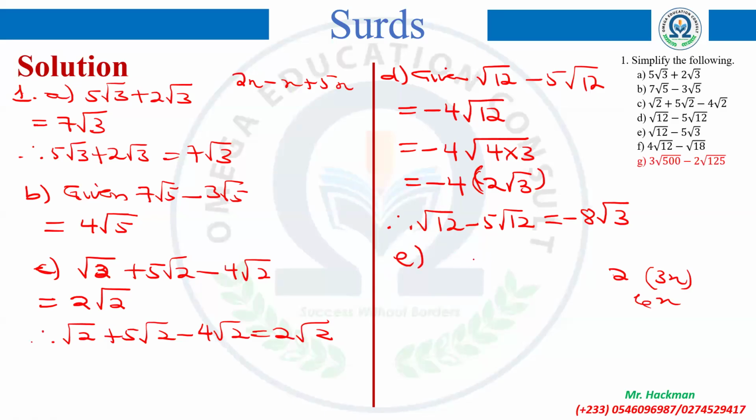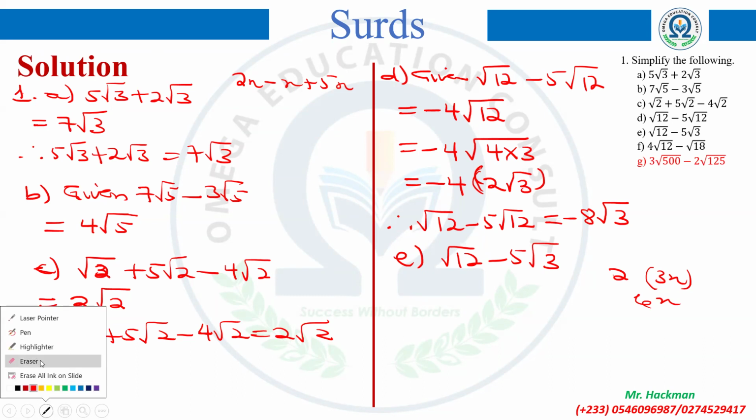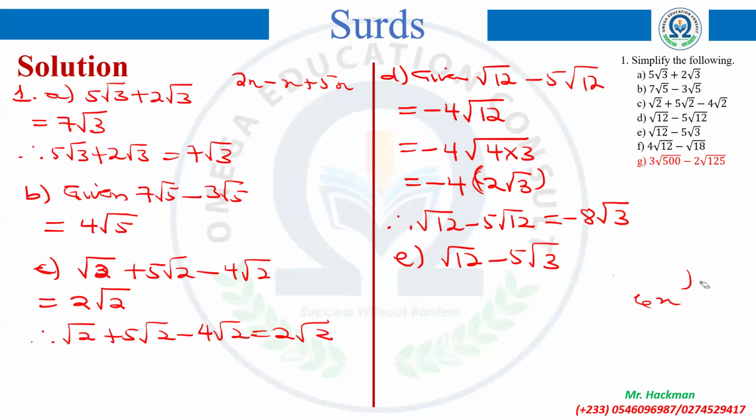Okay, what are we given? We've been given root of 12 minus 5 root of 3. Please, can we add them? Are they like sets? No. Okay, can we combine? So it means here we can combine, right? Yes, please. In fact, on the face of it, we can combine.